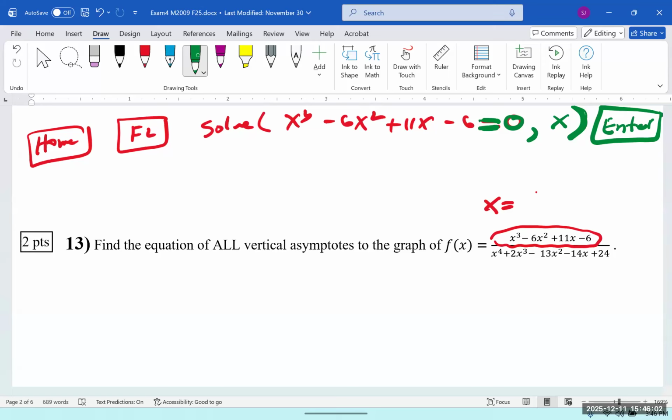And then you're going to do the same thing on the denominator. So first you have to find both sets of x-intercepts. You cannot just assume the denominator gives you the vertical asymptote.